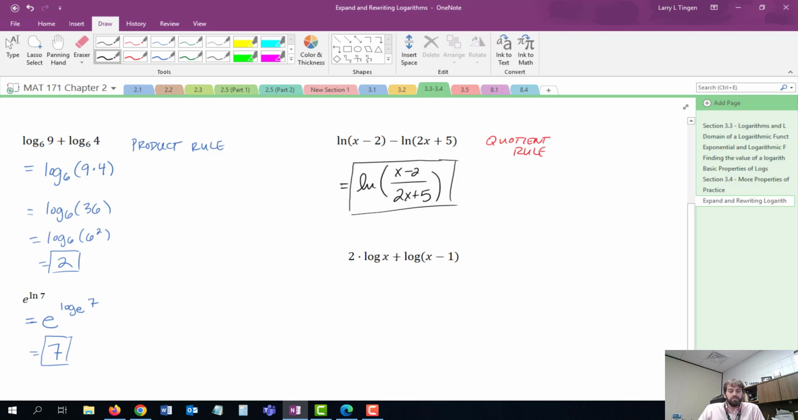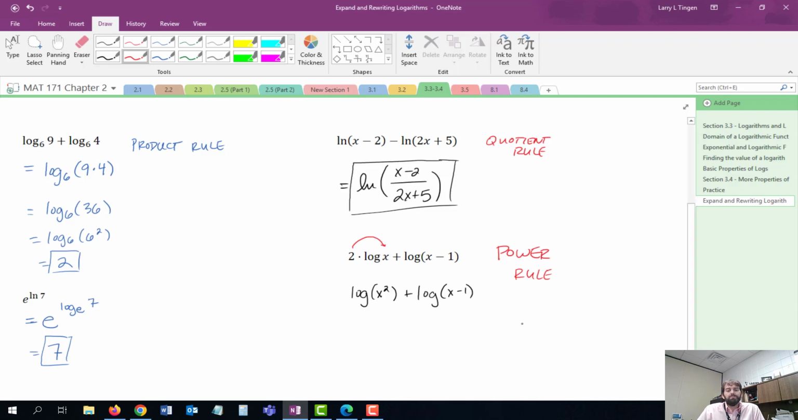Next, I got a couple of things going on here. I have addition on the outside, and I have a coefficient, which I'm going to make an exponent. So the power rule is going to be the first step. And why would I do that? The other step you could do here would be to rewrite the addition as multiplication on the inside. But if I bring that 2 in, it changes how the problem sets up. So this is log of x squared plus log of x minus 1.